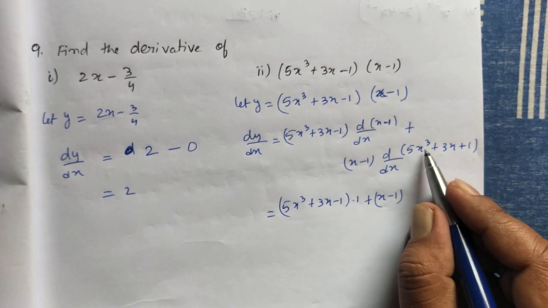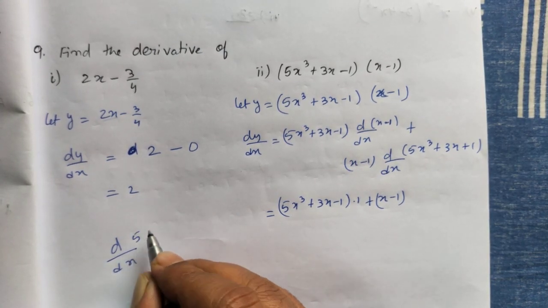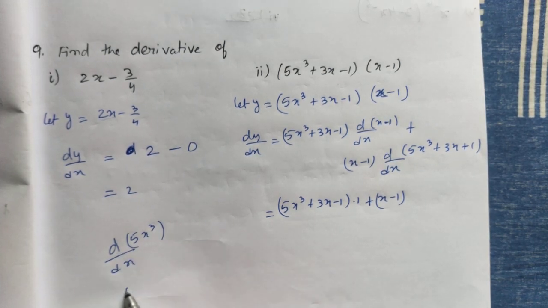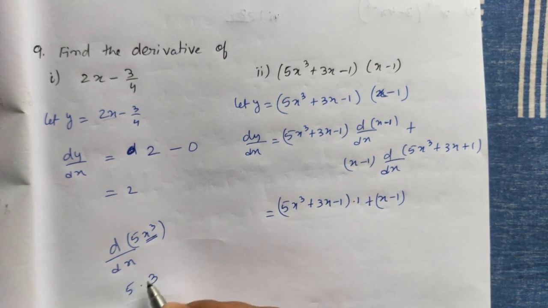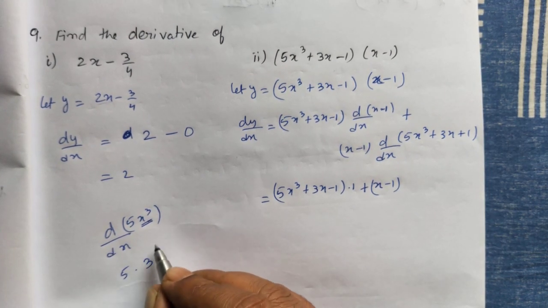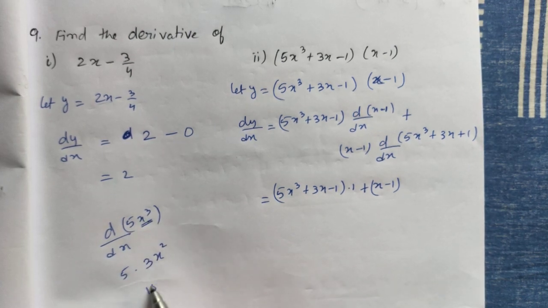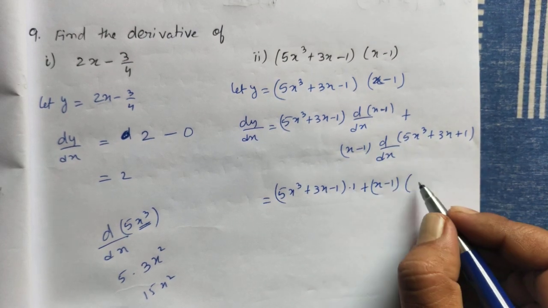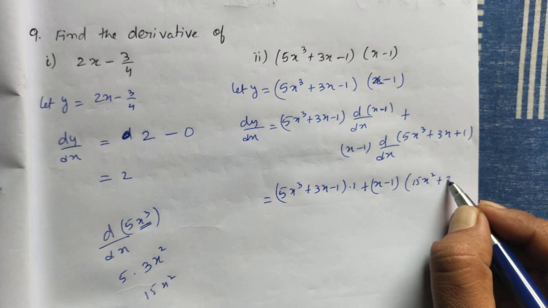When you derive 5x cubed, I'm just doing rough work here. Five is constant, we can write as it is. Now we are going to derive this only. This will be 3x square, the power will be 1 less. That means we're getting 15x square. So we can write directly 3 fives are 15x square. Derivation of 3x will be only 3.